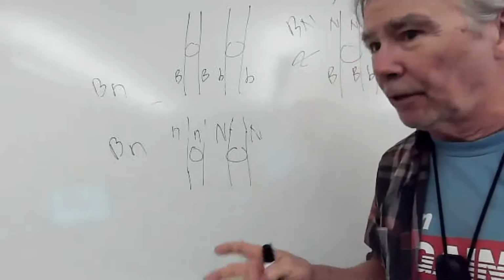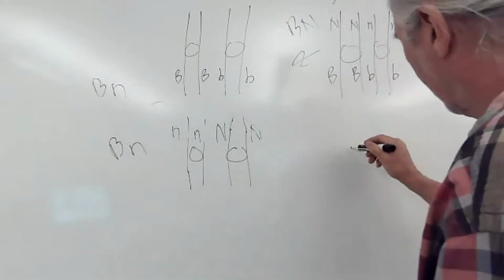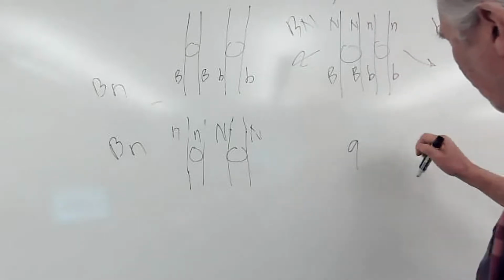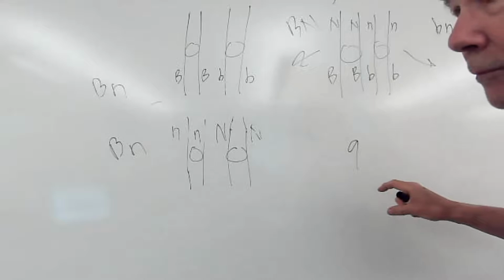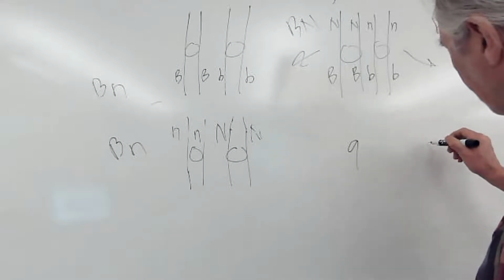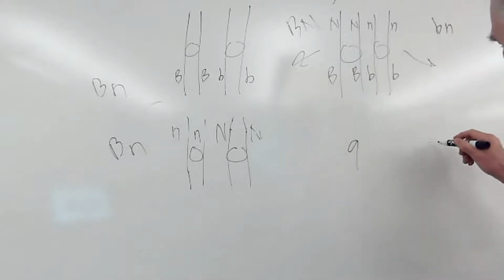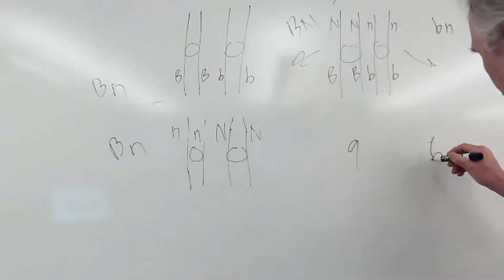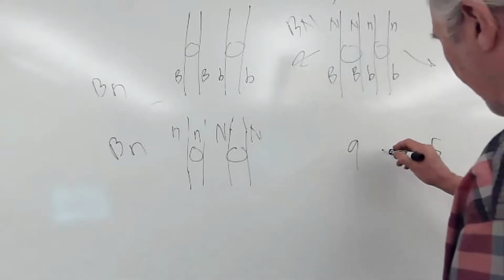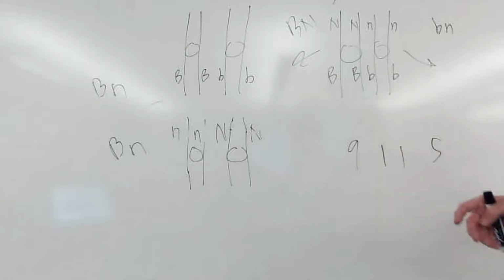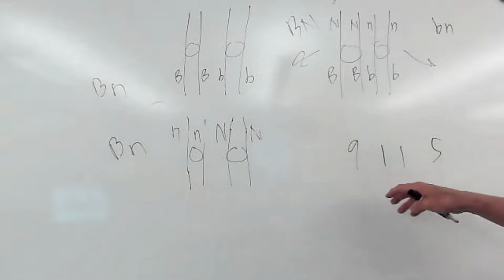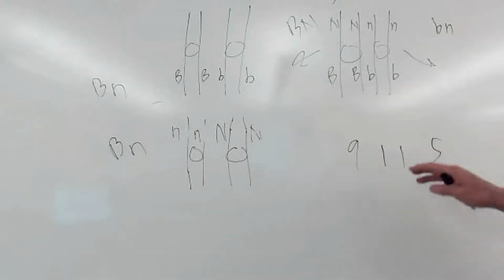You wouldn't get the 9-3-3-1. You'd get something really different. You'd probably get 9 for the double dominant, and then 5, and that's 14, and then 15, 16. You get something like 9-1-1-5 or something. It'd be way off from a 9-3-3-1. Therefore, you'd say these are not independently assorted.